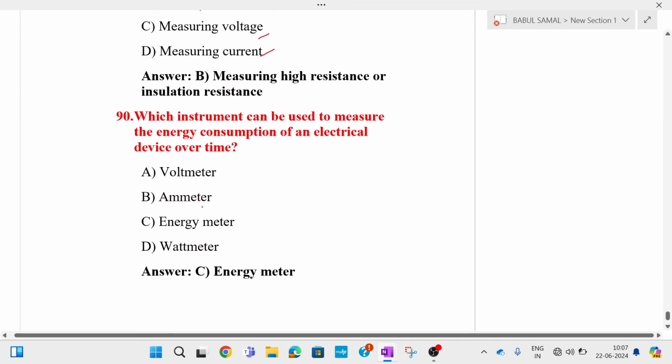This will be the last question for this session. Which instrument can be used to measure the energy consumption of an electrical device over time? Voltmeter, ammeter, energy meter, wattmeter. So, energy meter is used to measure energy consumption of an electrical device over time.